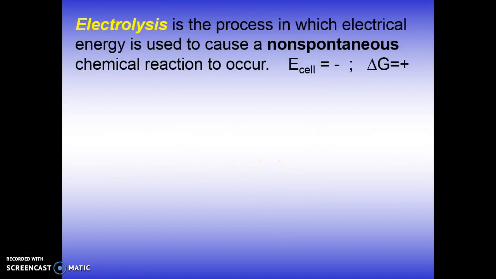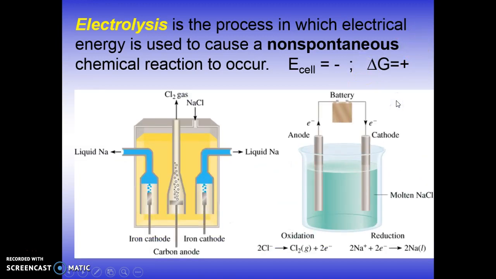All right, so taking a look at some of these calculations from mass to energy and so forth, mostly it deals with the concept of electrolysis. This is a process where electrical energy is used to cause a non-spontaneous reaction. So in this case, the voltage for the cell is going to be negative, and delta G is going to be positive because it's non-spontaneous.